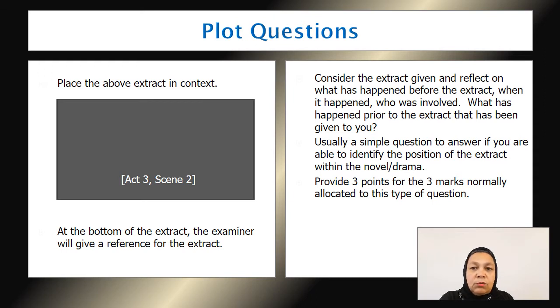And once again, you need to know the sequence of events in your drama or novel itself. So you provide basically 3 points for 3 marks, which is normally allocated to this question. And this is one of those easy questions where you can actually score decent marks. So know your plot thoroughly.